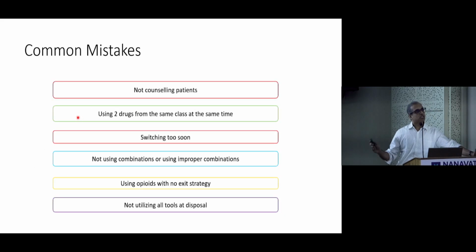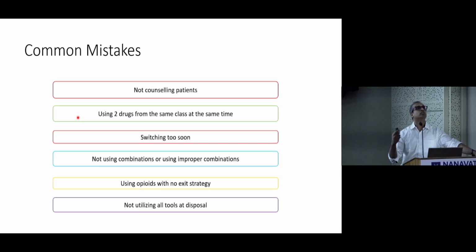What are the common mistakes that we make? Generally, we don't talk to the patient. That requires a lot of talking to the patient to make them understand what is a realistic goal of treatment. We use 2 drugs from the same class. Again, I've seen people write gabapentin and pregabalin for the same patient. This is not going to work. We switch too soon. We don't give that 2 weeks of full dose before we make a judgment that this is not working. We don't use combinations correctly.